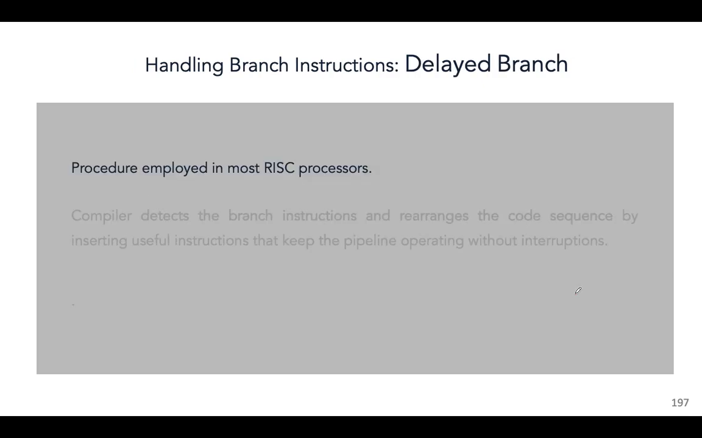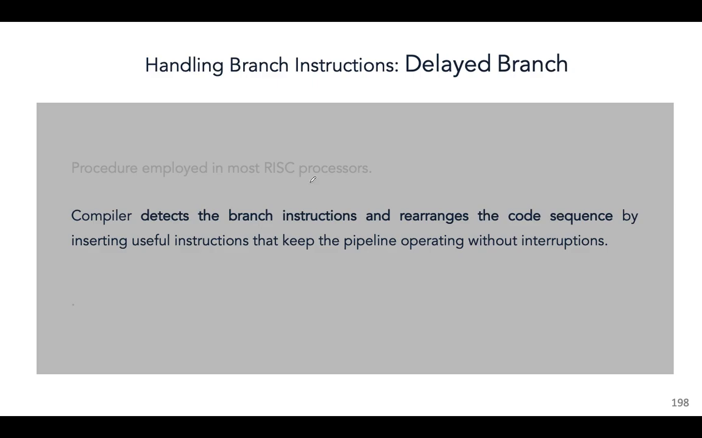Then there is delayed branch. Delayed branch is a procedure most commonly employed in RISC processors, so reduced instruction set computers. What happens is the compiler detects the branch instructions and rearranges the code sequence by inserting useful instructions that keep the pipeline operating without interruptions. So the compiler will detect the instructions and, based on the presence of any conflicts, rearrange the code like it did in case of data dependency conflicts. It rearranges the code by inserting some other instructions between the branch so that the pipeline can keep operating without any kind of interruptions.